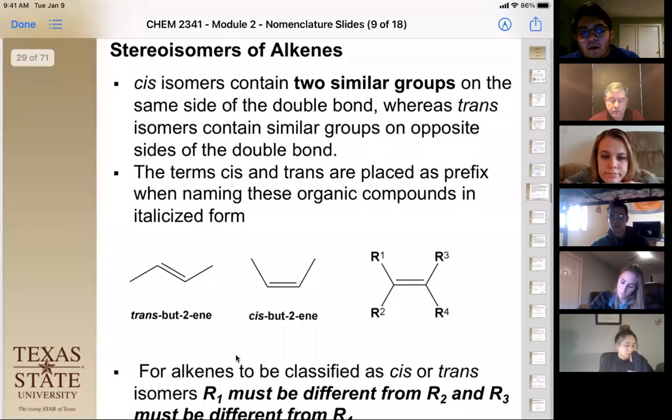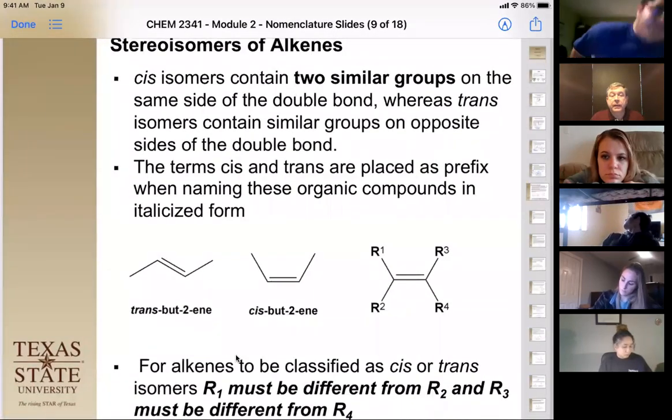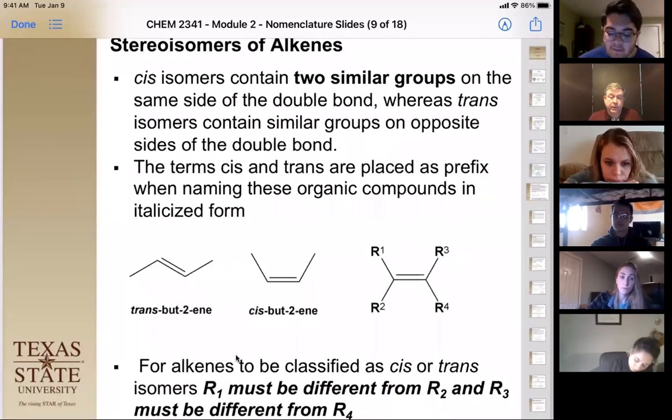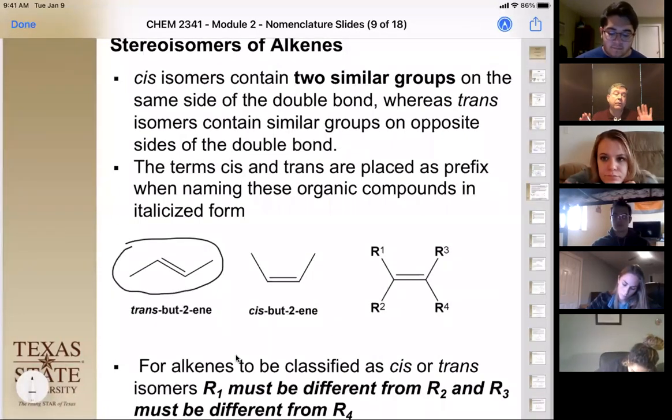Okay, so when we start looking at this, if you have 2 similar groups, that's where you can use the cis and the trans, and you can use that in your name. Okay, so let's take a look at this compound here. We have a total of 4 carbons, but our alkene is not on the number 1 carbon, right? Because we have to name from the end of the chain. So this would be 1, 2, 3, and 4. So we have butene, but we have to identify where the first carbon was on that chain.